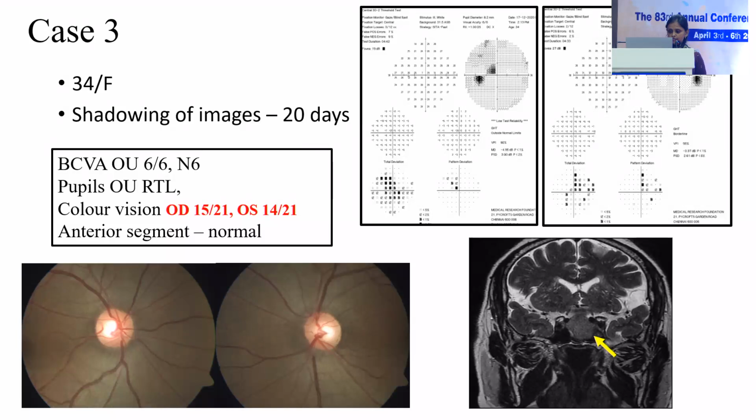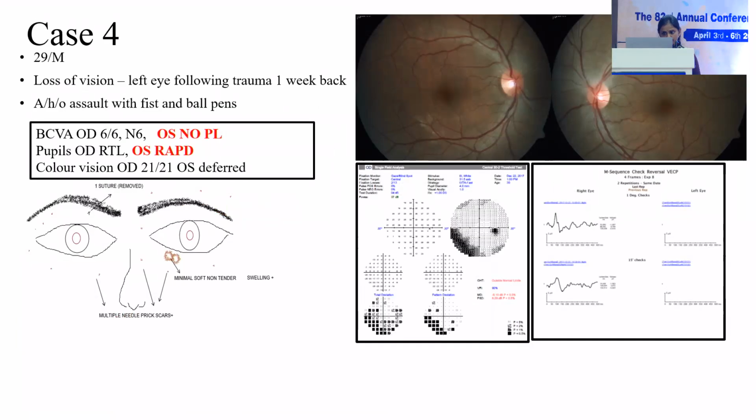She had a pituitary lesion. The fourth case, which even I was surprised and amazed by, is a 29-year-old male who presented with loss of vision in the left eye following trauma a week ago. He had a history of assault with fist, ball pens, and multiple pins too. He had no PL in the left eye, thus he definitely had a RAPD.